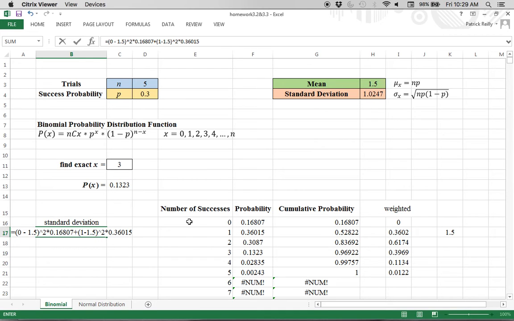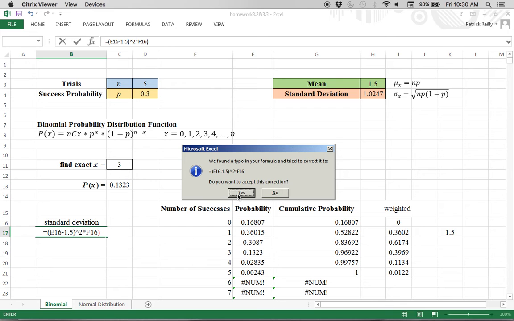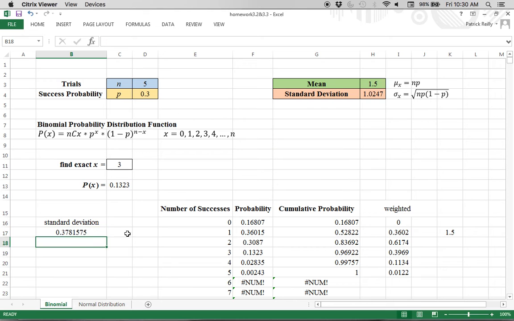Alright, and this is going to get really messy, so instead of doing that, I'm going to go 0 minus 1.5, because that's the mean, squared, times the probability. I had a parenthesis for some reason.